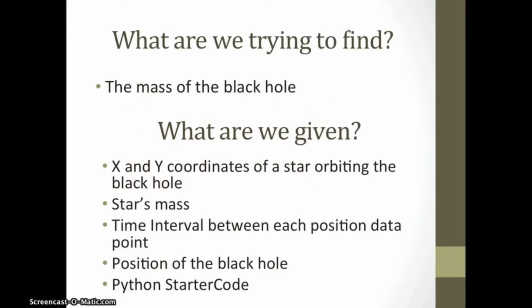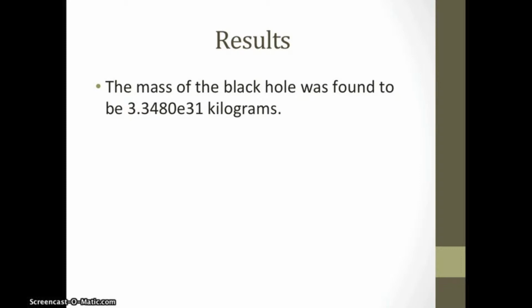In Lab 3, we were asked to find the mass of a black hole after being given the x and y coordinates of a star orbiting the black hole. We were also given the star's mass, the time interval between each position data point, and the position of the black hole. After editing the Lab 3 starter code and analyzing the star's motion, I discovered the mass of the black hole to be 3.3480 E31 kilograms.